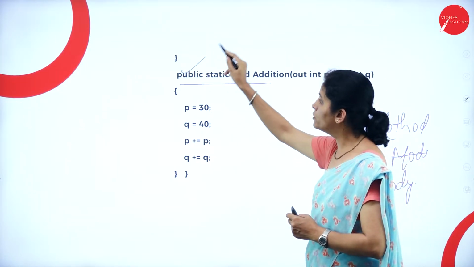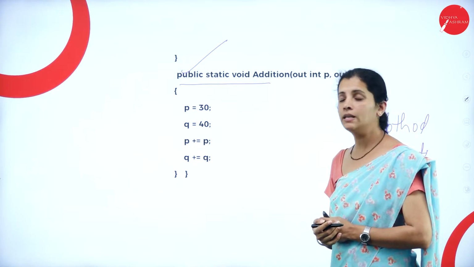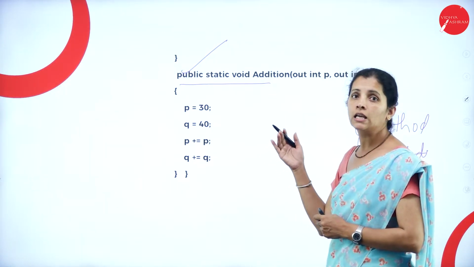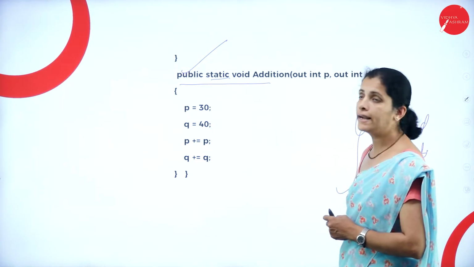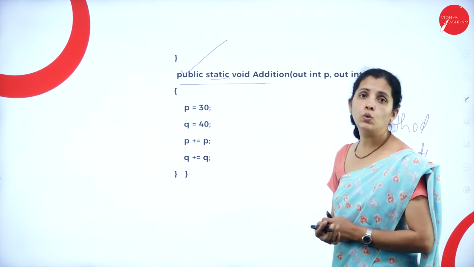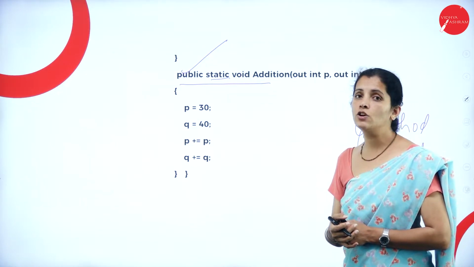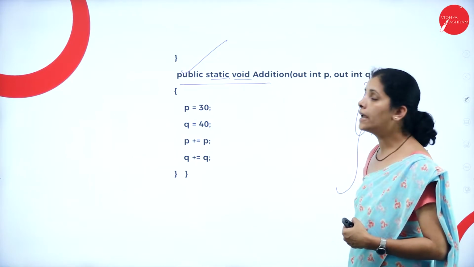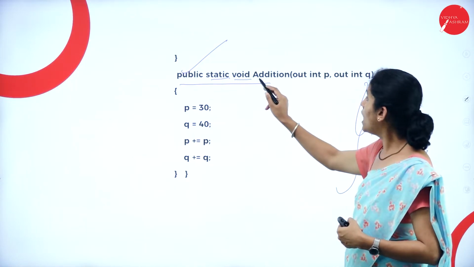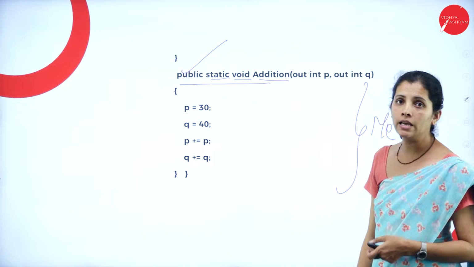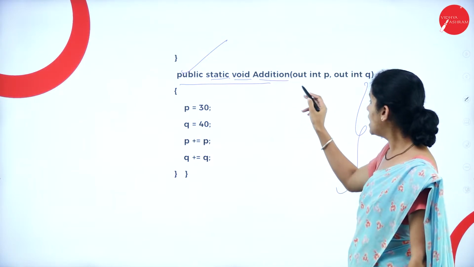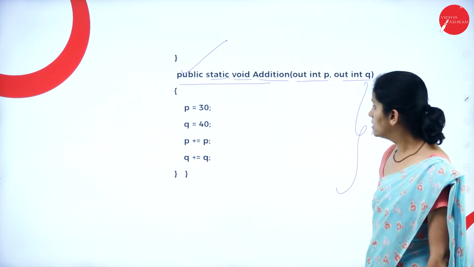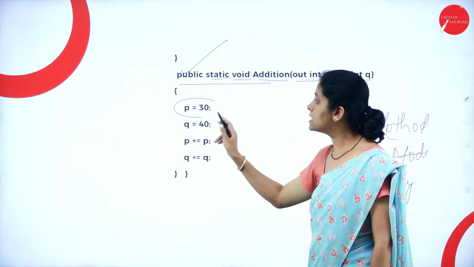So I'm going to make it public. That means this method is accessed throughout the class. Static. That means to invoke this method, I do not require any object. It does not return any value. And what is my method name? That is nothing but addition. And these are my output parameters.